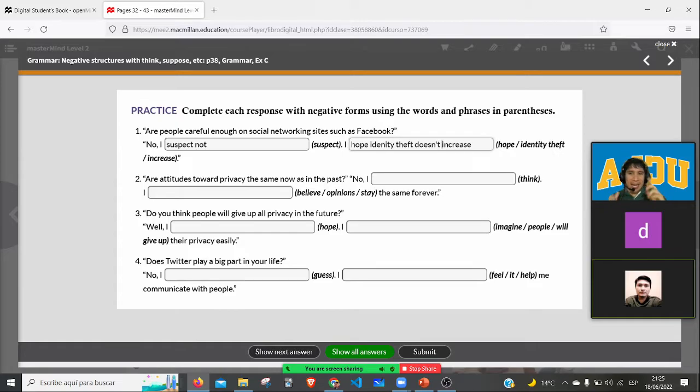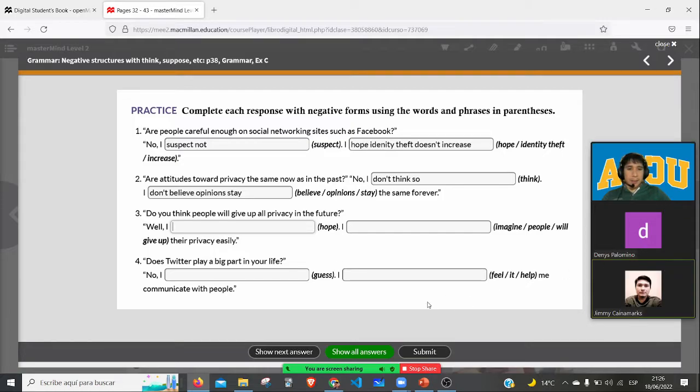Number 2, Jimmy Joe. Are attitudes toward privacy the same now as in the past? No, I don't think. Uh-huh. Dices, no, yo no creo. Así. Pero ¿qué cosa? I don't think so. Ajá. El so representa lo mencionado anteriormente. Ahora aquí tienes belief y opinions. Acuérdate, belief, negativo, primero o segunda parte. First, I don't believe. I don't believe that opinions... Remember that structure? You can omit it. Okay? I don't believe opinions stay the same forever. So you write stay because we have the negative here.